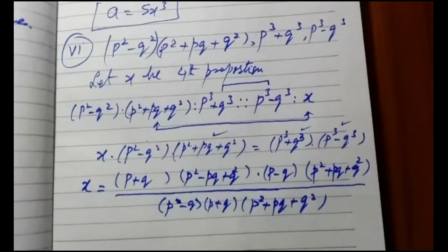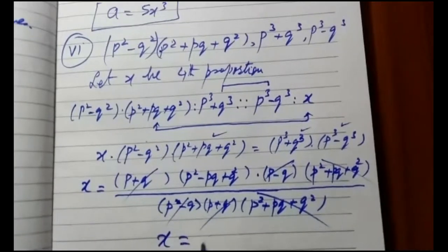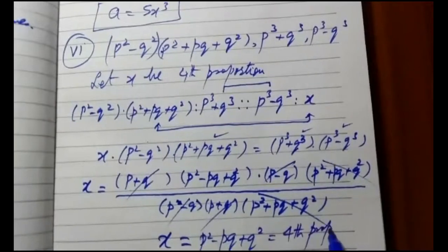So once the terms are factorized, what is the next step? You have to go for the cancellation. This will be cancelled with this one. p minus q will be cancelled by p minus q, p plus q will be cancelled by p plus q. So the only term which will be left is x equals p square minus pq plus q square. So this is the fourth proportion which is required in this question.